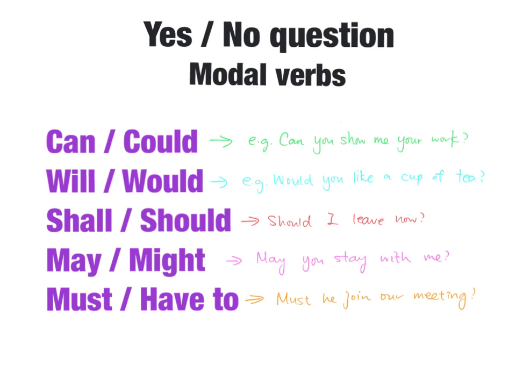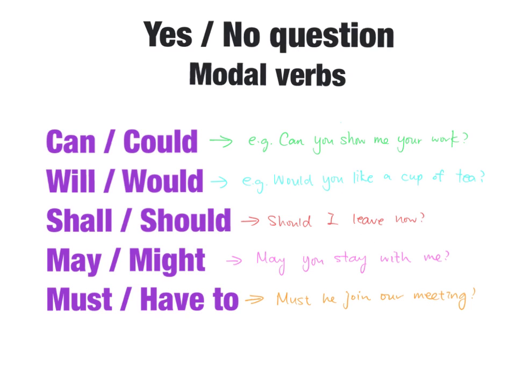Apart from the verb to be and the auxiliary verb, you can also use modal verbs to form yes-no questions, such as can, could, will, would, shall, should, may, might, must, or have to. For example, can you show me your work? Okay, you will put the modal verbs before the subject to ask the question. Would you like a cup of tea? Would, and then the subject.